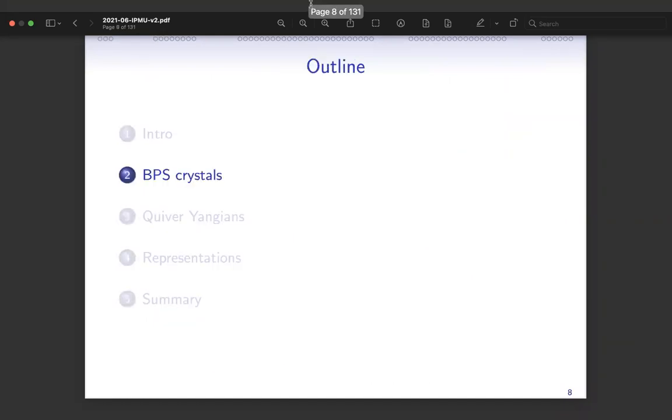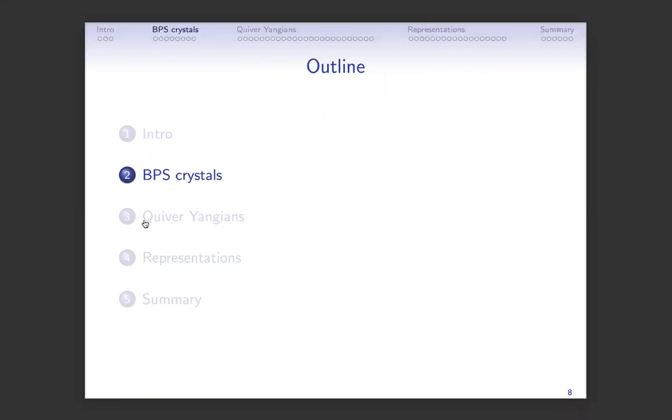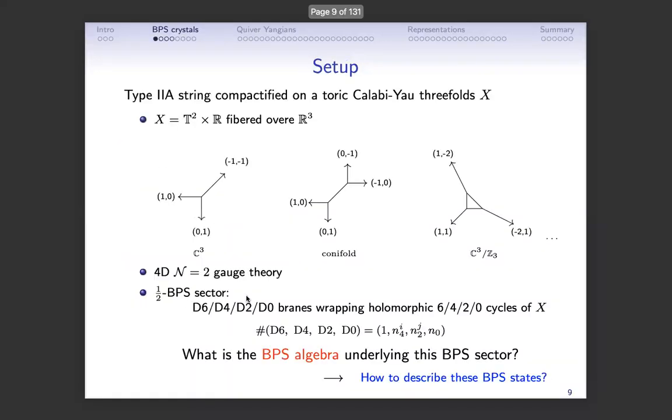So now, the plan of the talk is that I'll first explain what these BPS crystals are, and then I will show how to construct these quiver Yangians. Then I will explain the representations that one can construct using these subcrystals, and then I summarize. So this is the system we want to consider. It's a type IIA string compactified on a toric Calabi-Yau threefold. This is the toric diagram here. This is a simple case, C3.